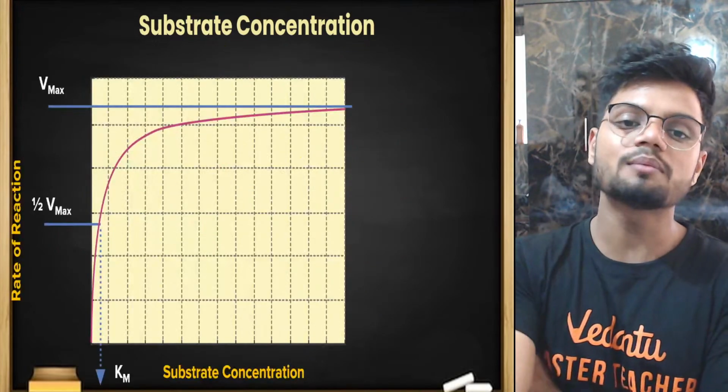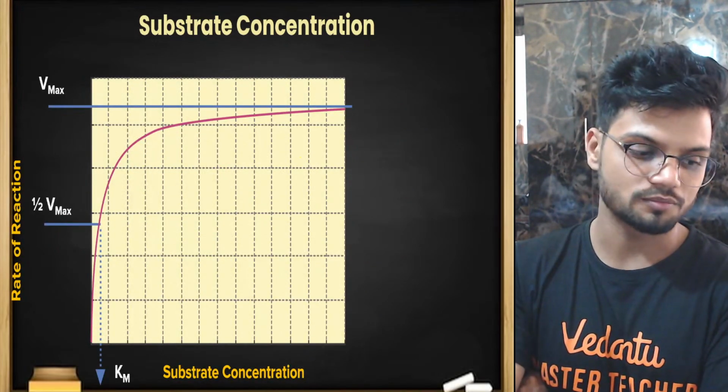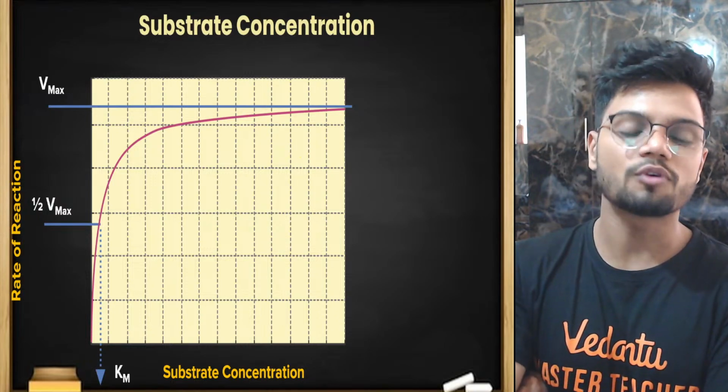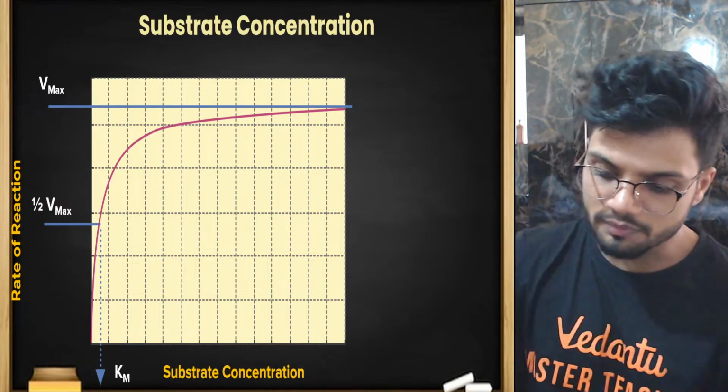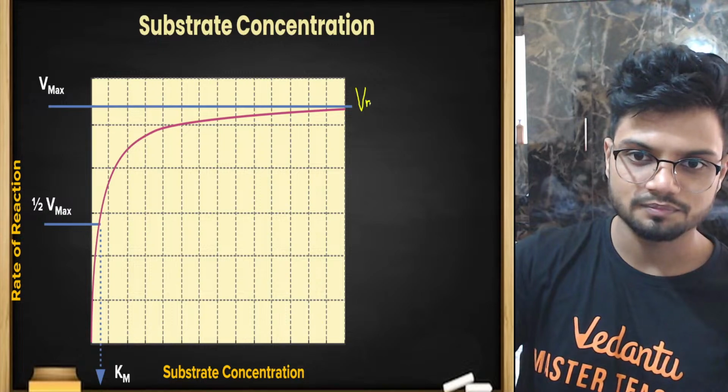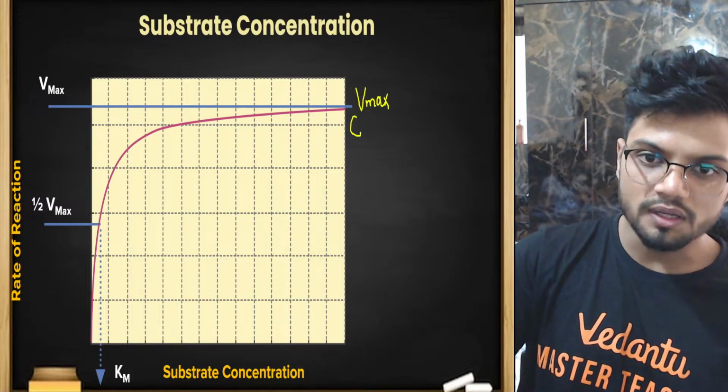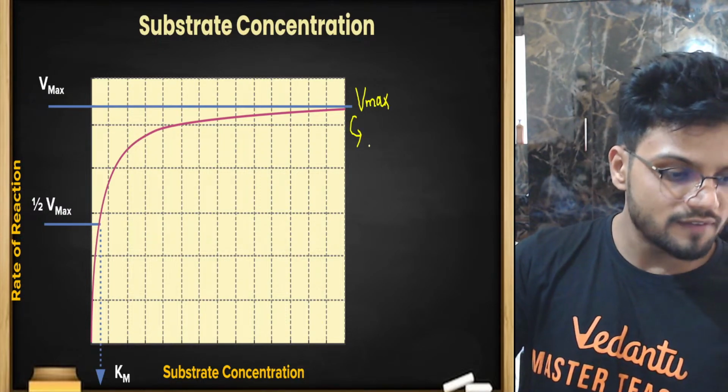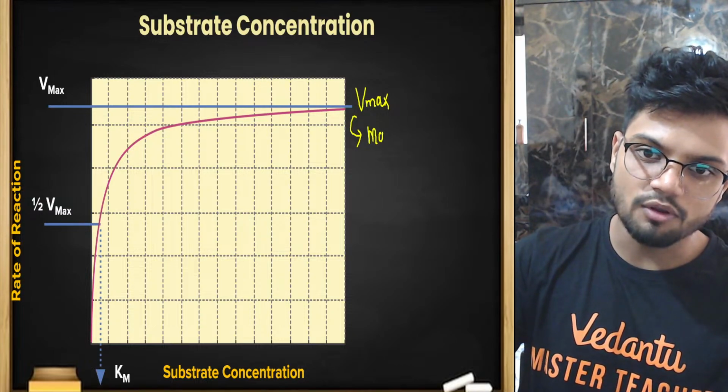Okay, the same goes for enzyme concentration also. Now listen to me very carefully. There's something called Vmax here. Vmax. What is this Vmax, students? Vmax is nothing but maximum velocity.